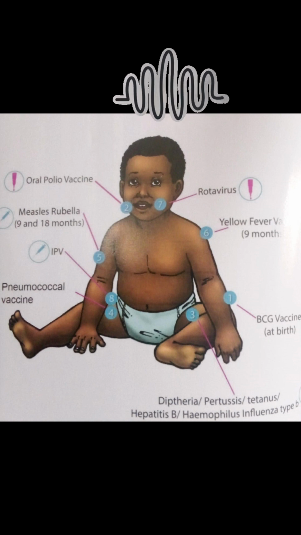And then we have rotavirus. It's given through a drop through the mouth. And then you go for the IPV. IPV vaccine is given at the thigh through injection.